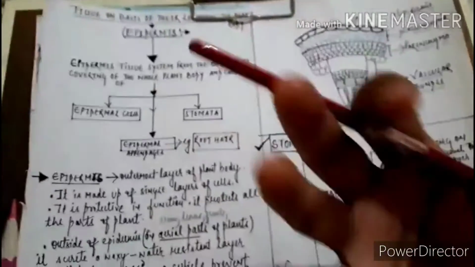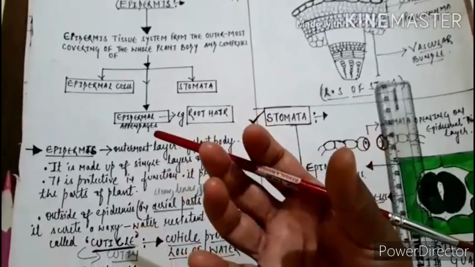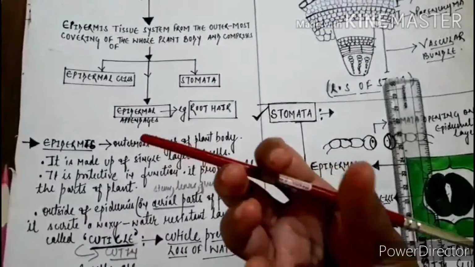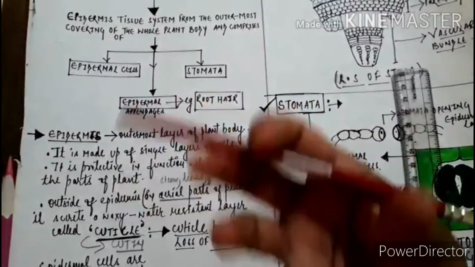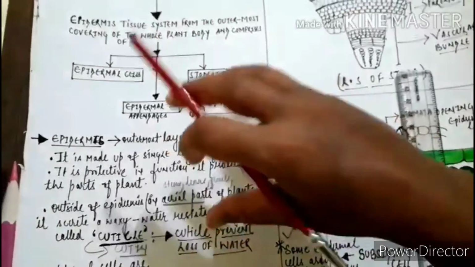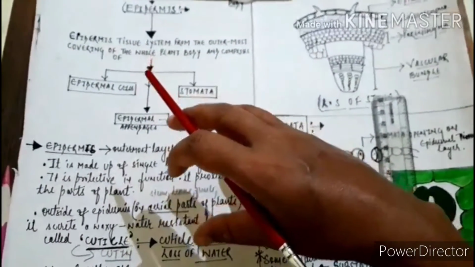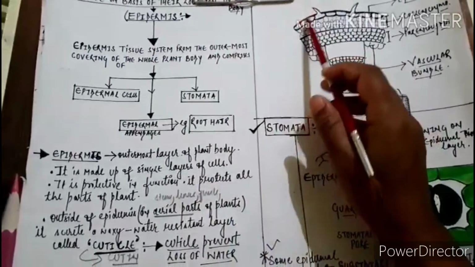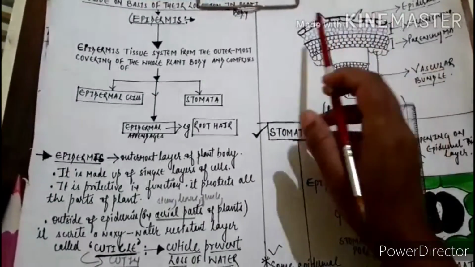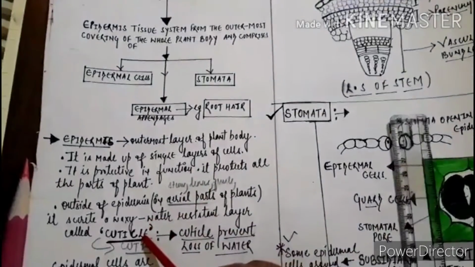Why? Because the aerial parts of the plants are continuously in touch with the environment. So, continuously they are losing water. So, to resist that loss of water, to prevent the plant from excessive loss of water, there is a layer of waxy coating outside these epidermal cells, and this is called cuticle, okay.